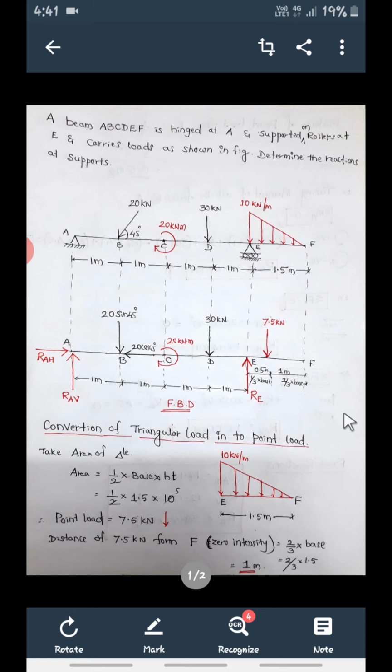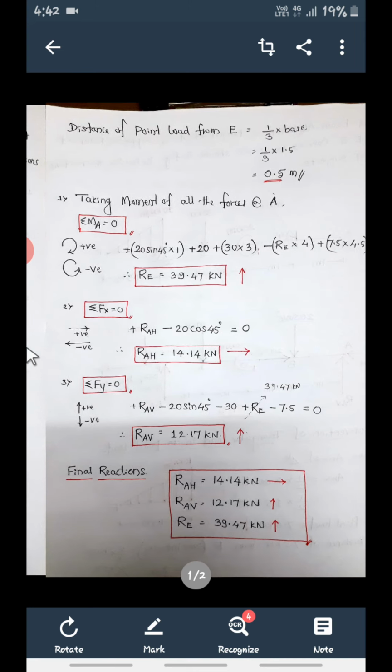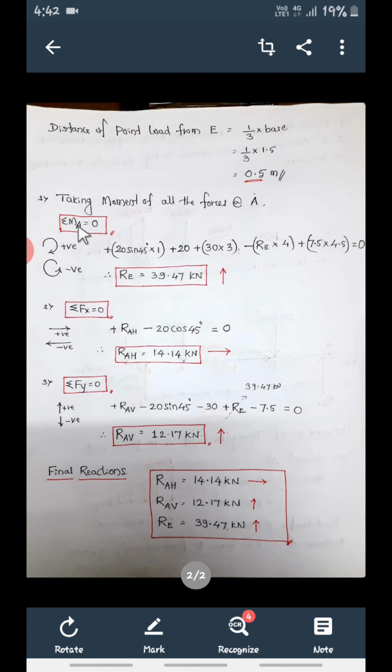Now, how many unknowns here? We have to find out RAH, we have to find out RAV, and we have to find out reaction RE. Means 3 unknowns are there. So how many equations of equilibrium are available? Okay, 3 equations, that is summation of M, moment about any one support is 0, summation Fx is equal to 0 and summation Fy is equal to 0. So you can use these 3 equations one by one and you can find out the 3 unknowns.